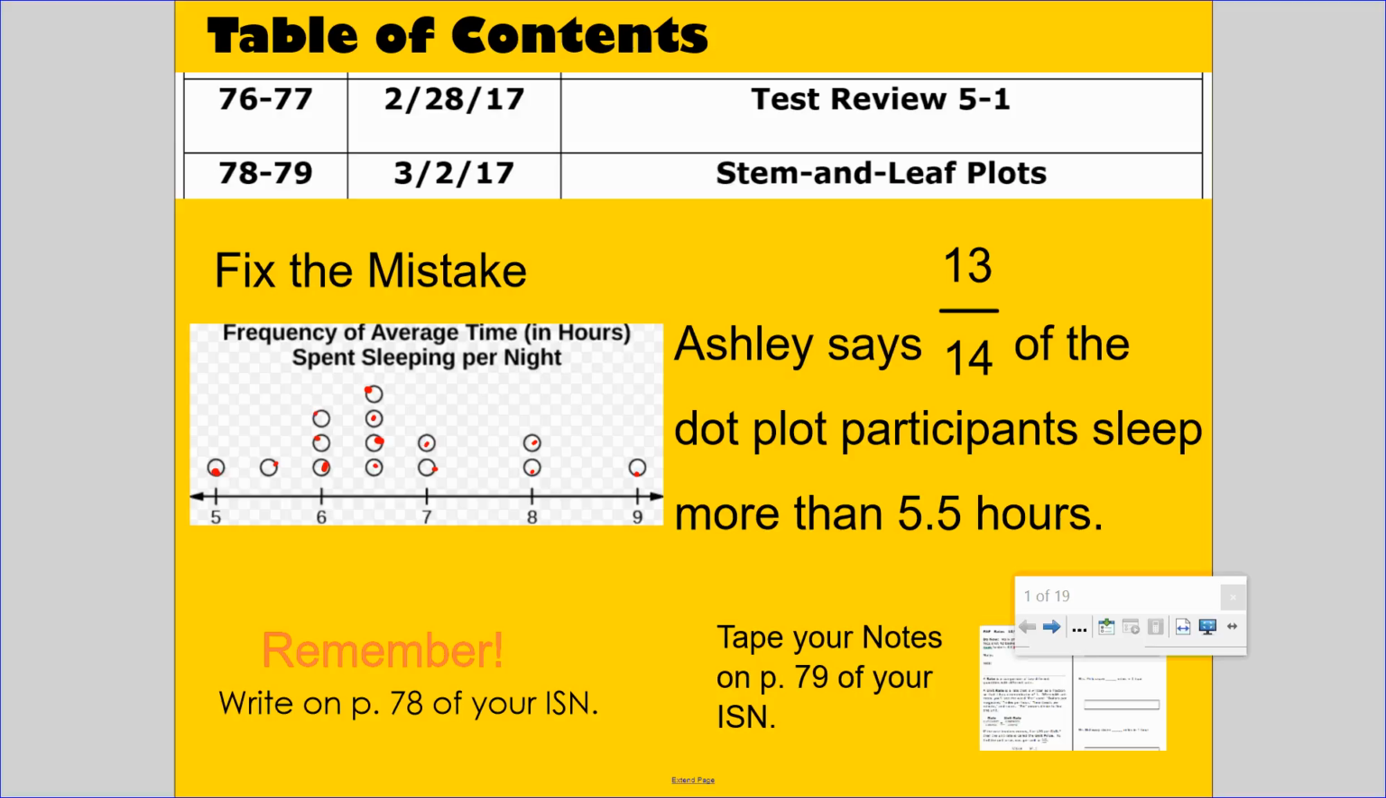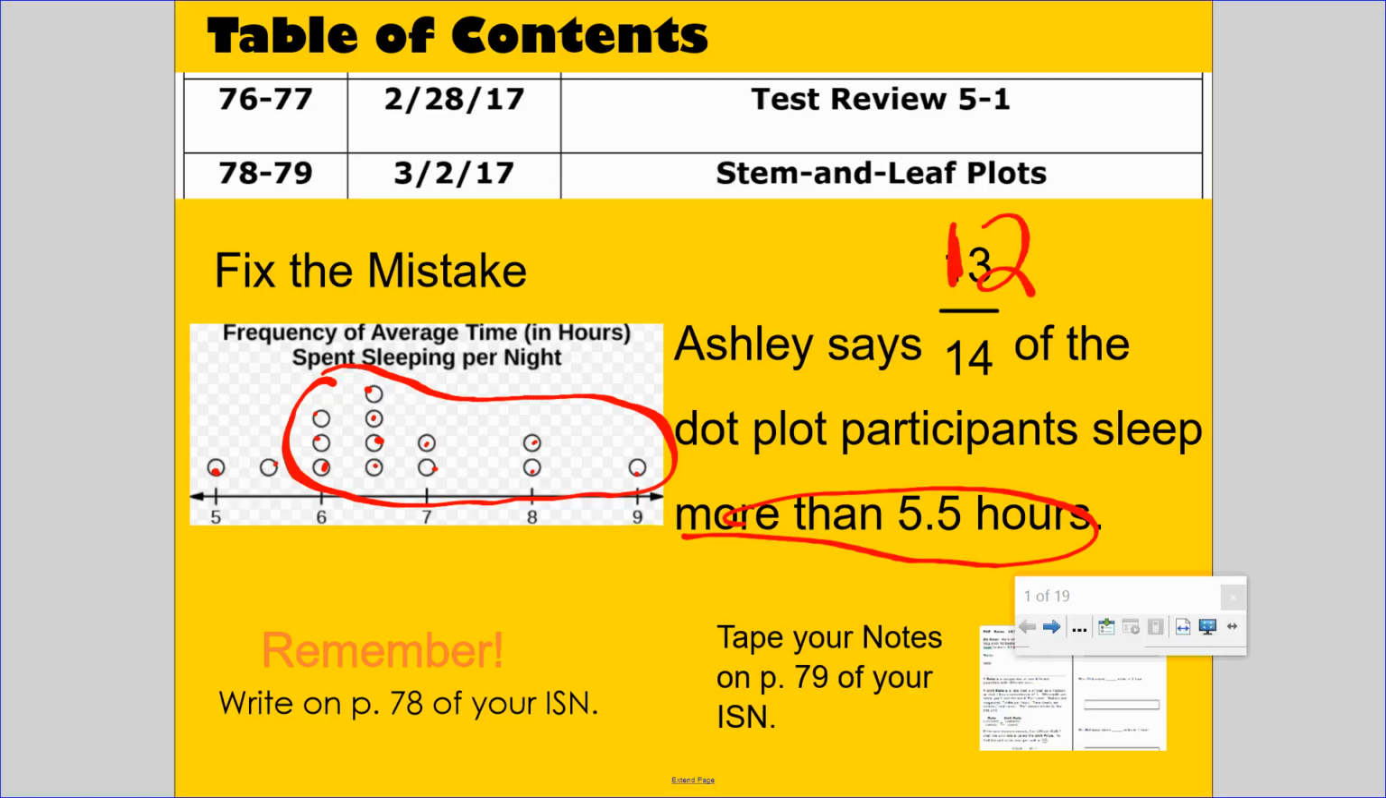person sleeps 9 hours. Ashley says 13 out of 14 of the dot plot participants sleep more than 5.5 hours. So let's go back. More than 5.5 hours. So can it be 5.5 hours? No, it cannot be. So that means all of these participants sleep more than 5.5 hours. That's 1, 2, 3, 4, 5, 6, 7, 8, 9, 10, 11, 12. So it should have been 12 of the 14, or 6/7, of the participants sleep more than 5.5 hours.